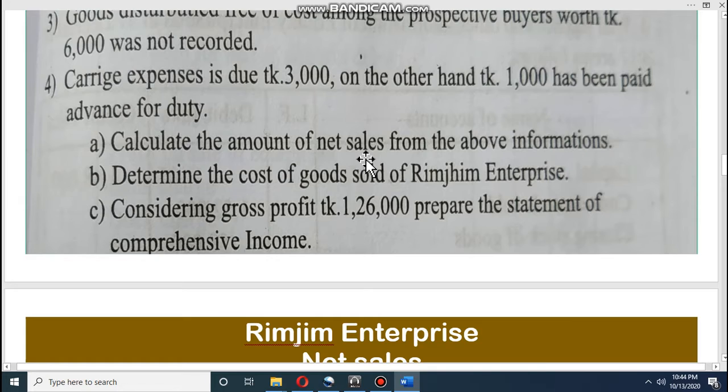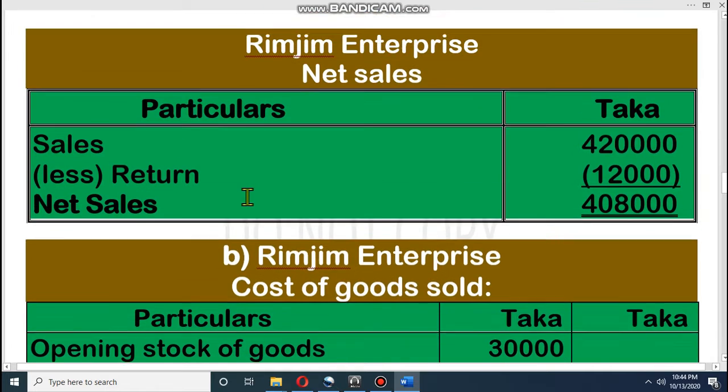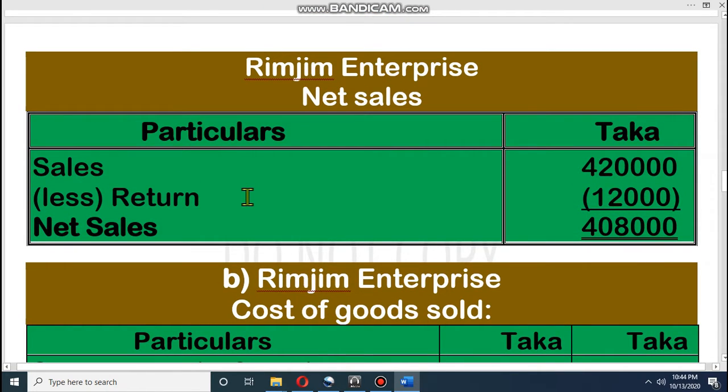Dear student, if you can remember, in last class we have discussed how you can find out the amount of net sales. If you can remember, the formula is that sales minus sales return plus unrecorded sales, then it is net sales.